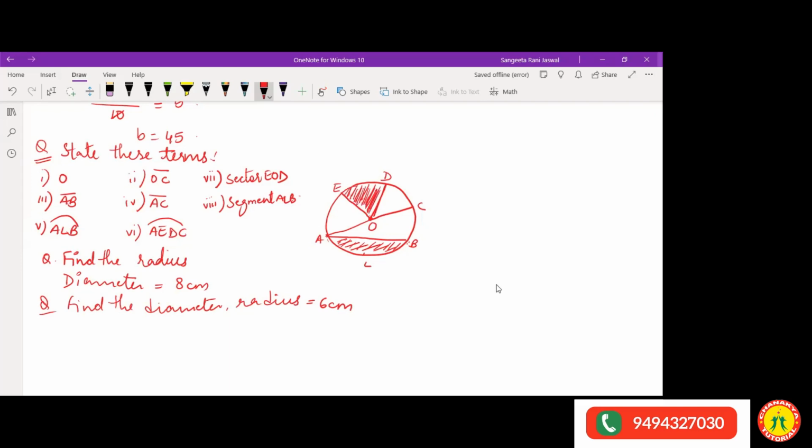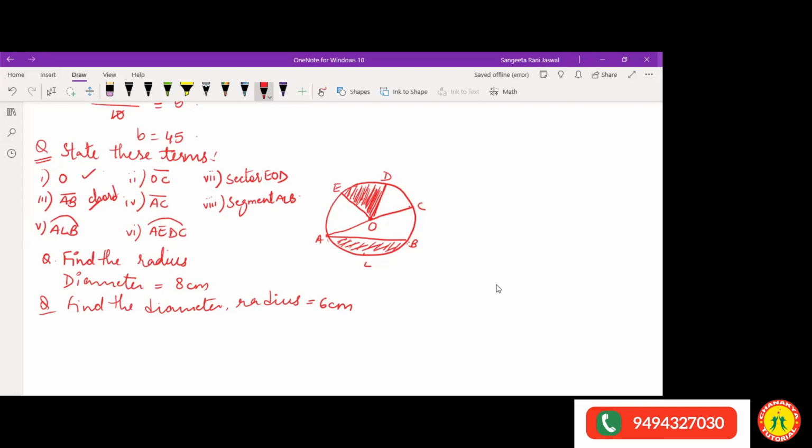Those who have not attended the previous class, these are the radii. OE is the radius. OD is the radius. The plural form of radius is radii. This line segment OC is a radius. O is the center. AB is a chord. Line segment AB is a chord. ALB is an arc. This is the arc ALB.